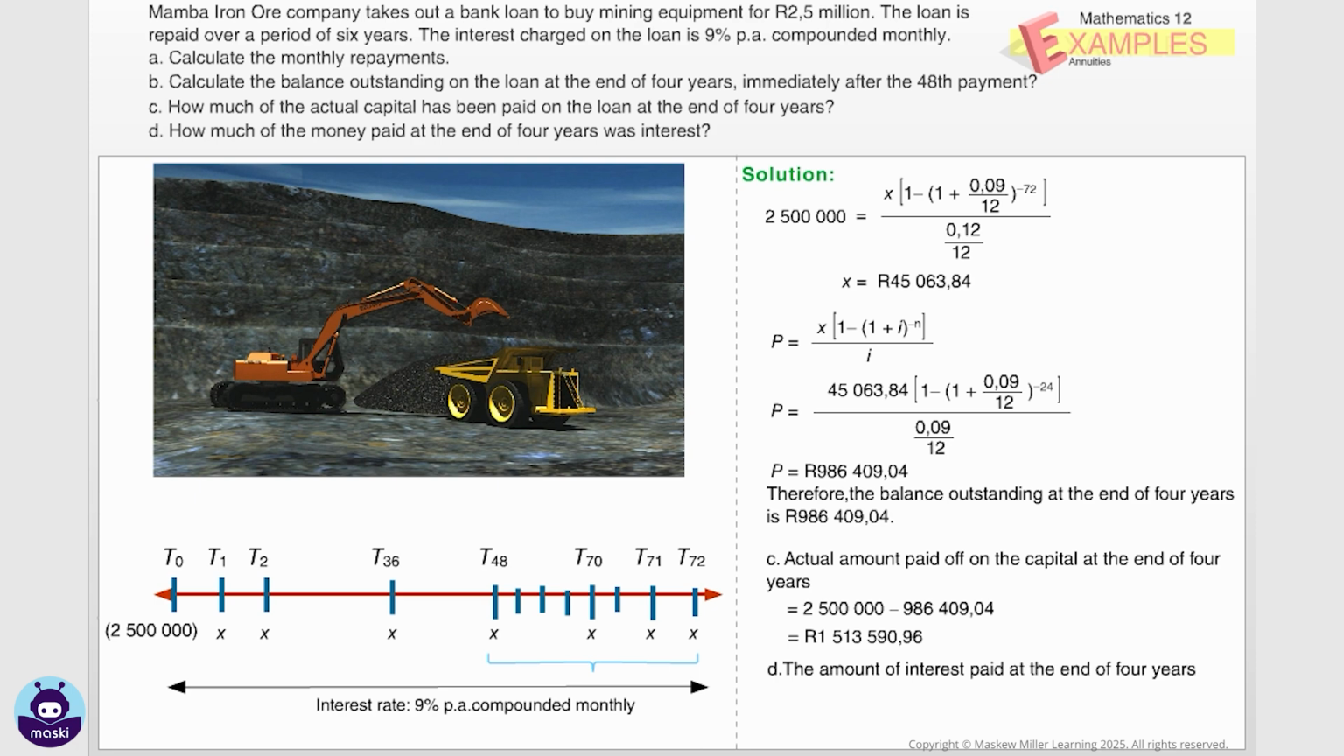The amount of interest paid at the end of 4 years equals money that has been paid until the end of 4 years less the amount paid off as capital until the end of 4 years equals 649,473 rand and 36 cents.